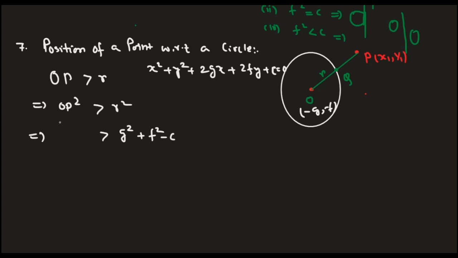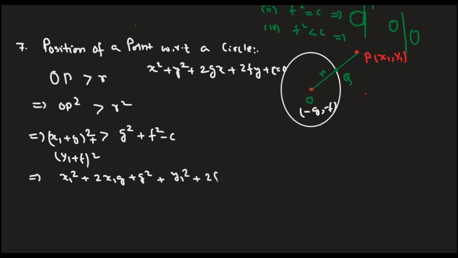So now here you have to calculate the distance. The distance squared is (x1 plus g) whole square plus (y1 plus f) whole square. These things are there. Okay, so now what we have is x1 square plus 2 x1 g plus g square, plus y1 square plus 2f y1 plus f square, which is greater than g square plus f square minus c.